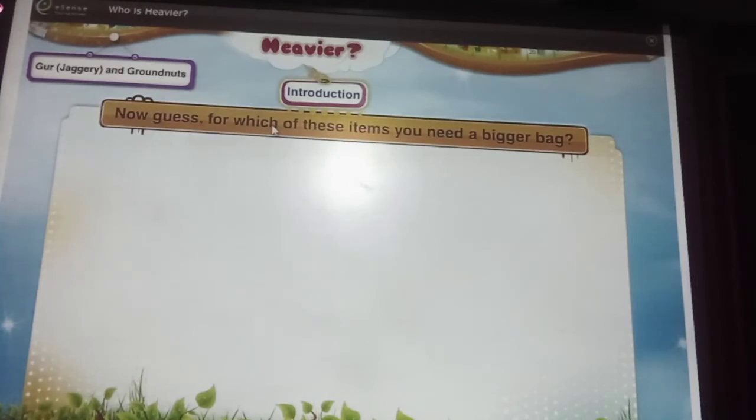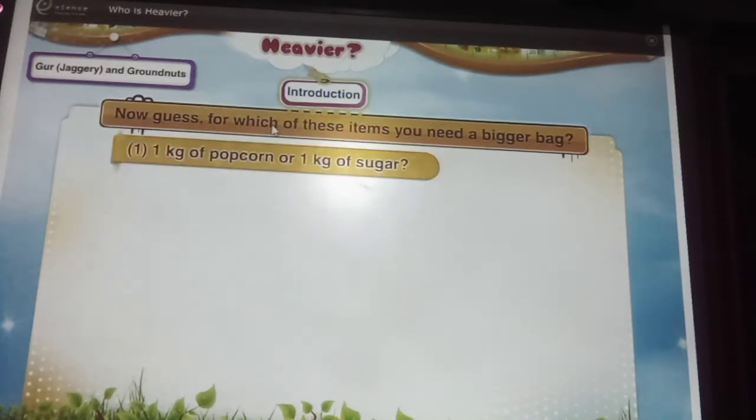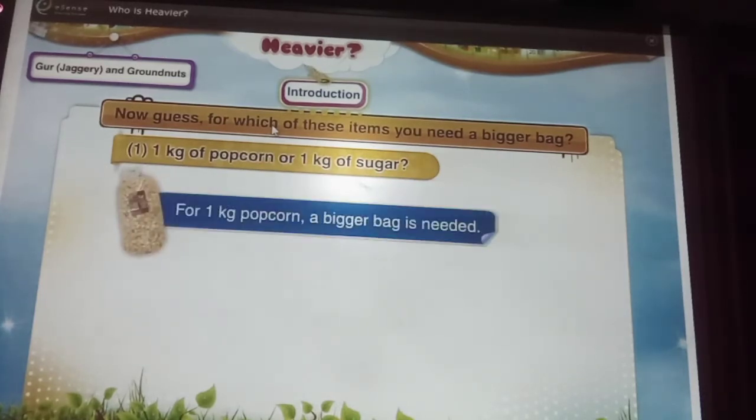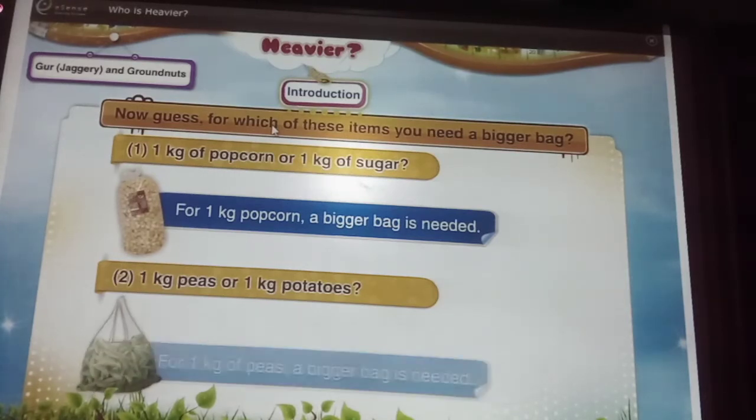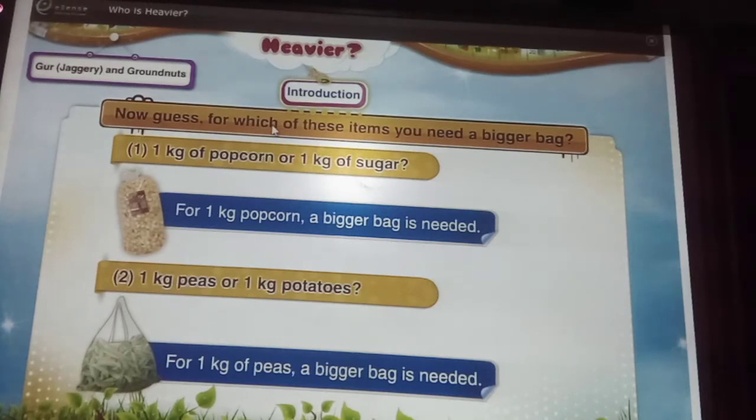Now guess, for which of these items you need a bigger bag? 1. 1 kg of popcorn or 1 kg of sugar? For 1 kg popcorn, a bigger bag is needed. 2. 1 kg peas or 1 kg potatoes? For 1 kg of peas, a bigger bag is needed.